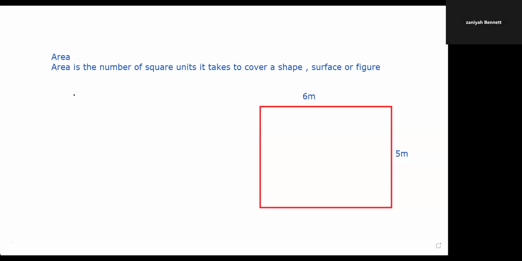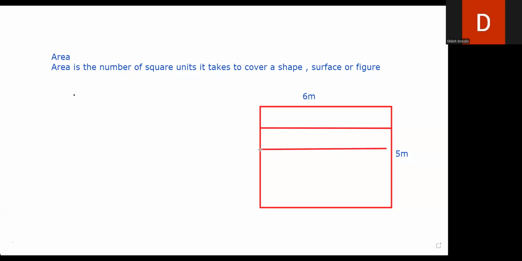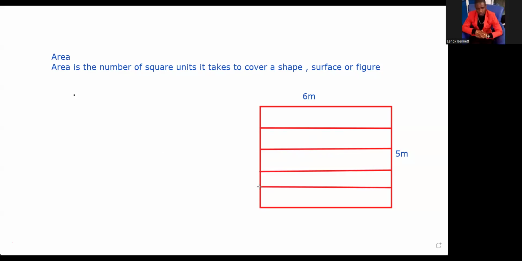You're going to draw 5 lines across. So we have 5 of these. Then 6 lines from the top to the bottom.